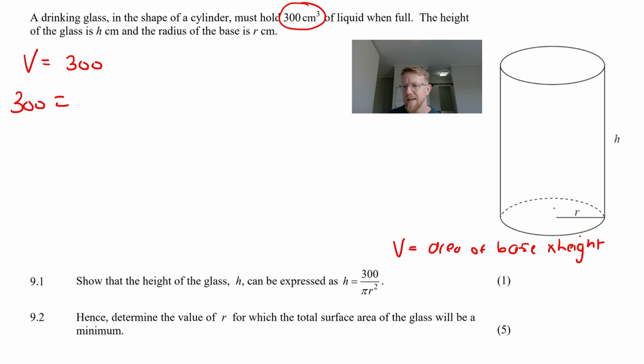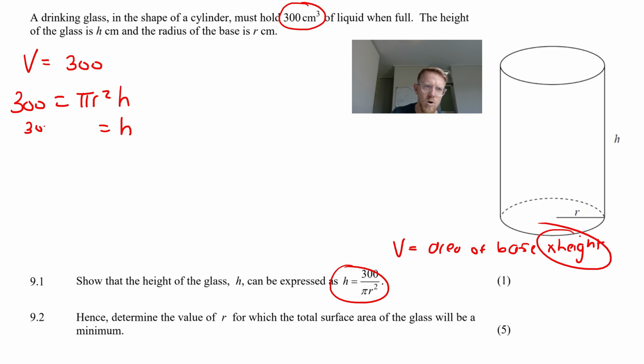Now, if you look at the base, it's this bottom piece here. What is that? It's a circle. And what is the formula for the area of a circle? It's pi radius squared. And then we just have to multiply that by the height. Now, they want you to get the height by itself. So you just divide by pi r squared on the left. And there we go. It said, show that that can be expressed as that. And we've done it. Next question.